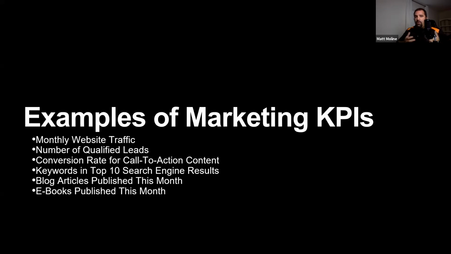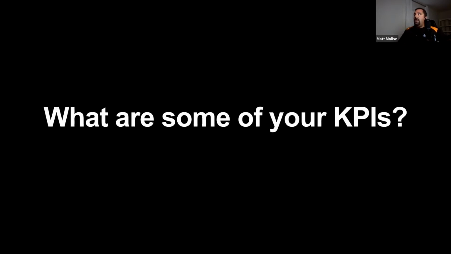Some examples for your marketing team. This is kind of a hard one sometimes, but monthly website traffic, number of qualified leads, ebooks published if you guys are doing ebooks, blog articles, and so forth. So again, what are some of your KPIs? I want you guys to put that in the chat, put that into the Q&A. What are some things you're tracking right now?